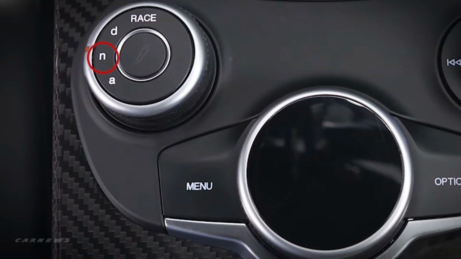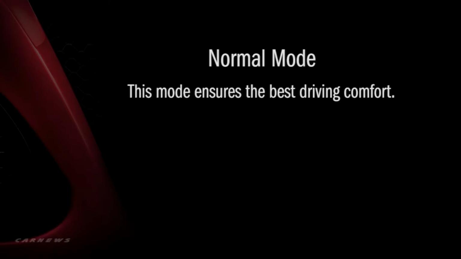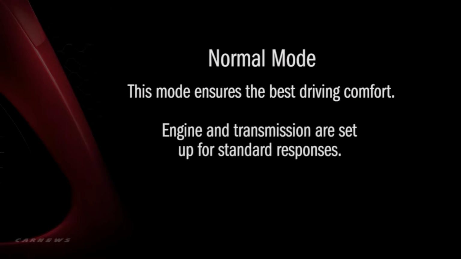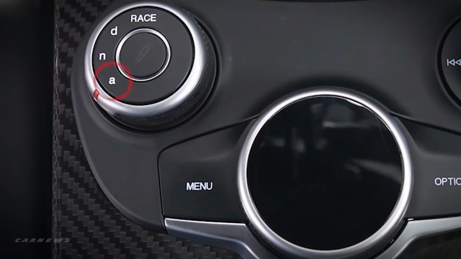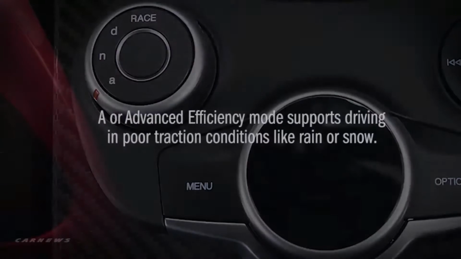Use N or normal mode to drive in normal conditions. This mode ensures the best driving comfort. Engine and transmission are set up for standard responses. A or advanced efficiency mode supports driving in poor traction conditions like rain or snow.